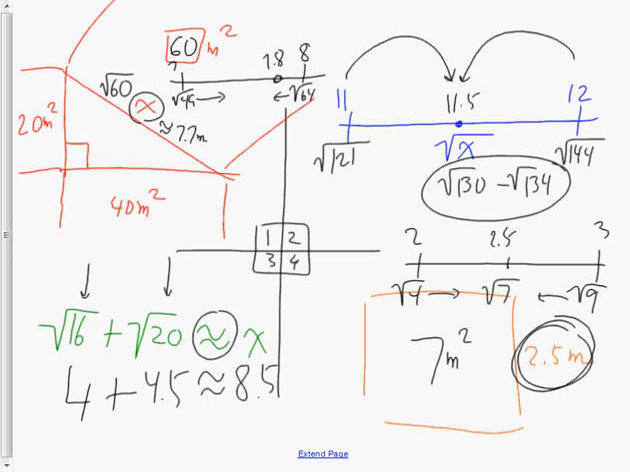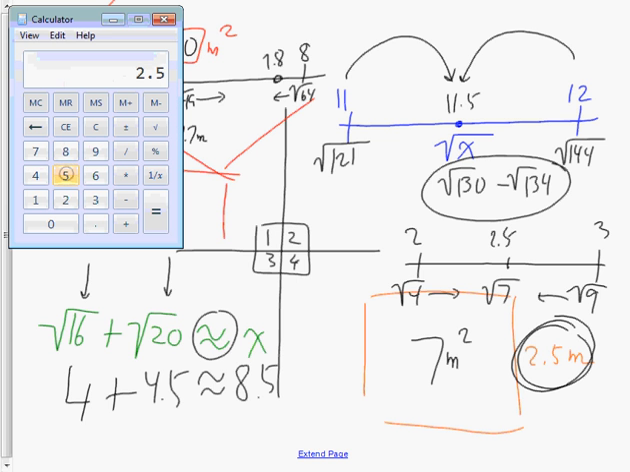Okay. The actual area, if you use a calculator, you could just take 2.5 and multiply it by itself. The actual area was 6.25 meters squared. But if we're estimating, anything from 6 to 7 would be sufficient.